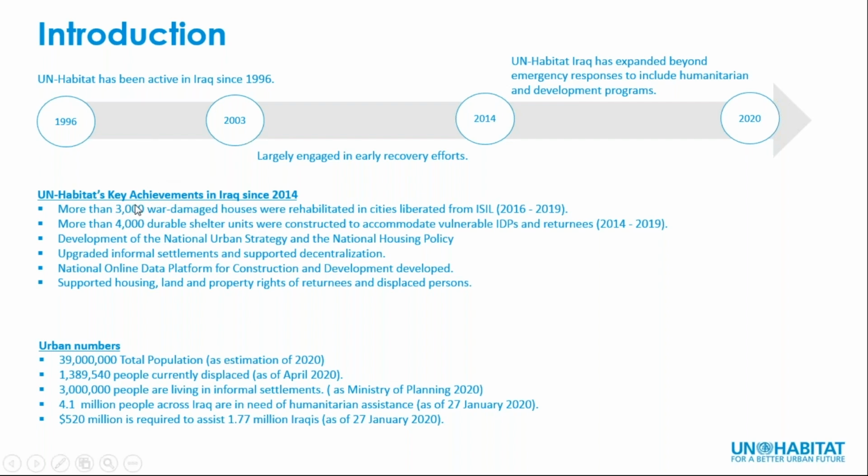Here are some key achievements of our program. As you see, more than 3,000 war-damaged houses were rehabilitated in the period between 2016 and 2019. Also, more than 4,000 durable shelter units were constructed to accommodate the vulnerable IDPs and returnees. We also contributed with the government to develop the national urban strategy and the national housing policy, and to upgrade the informal settlements to support decentralization.